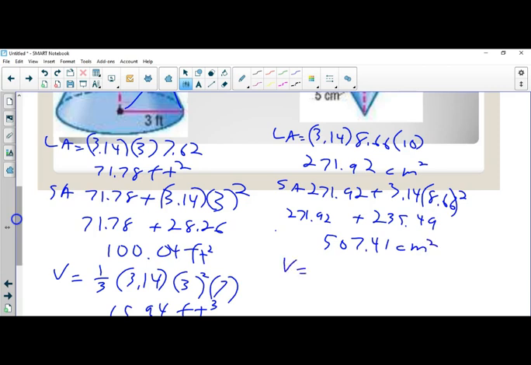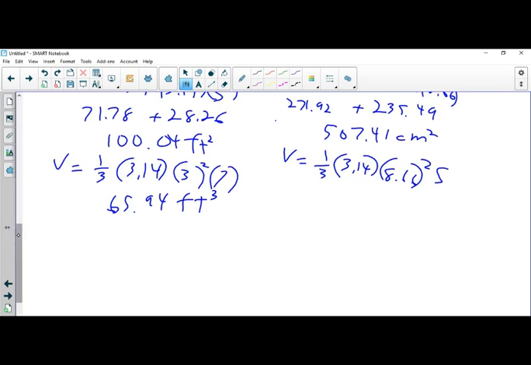And last but not least, the volume is 1/3 pi r, which was the 8.66 squared, and the height, which was 5. So we square 8.66 first, and take that times 5 times 3.14, and then divide by 3. And we get 392.48 centimeters cubed. And there you go.